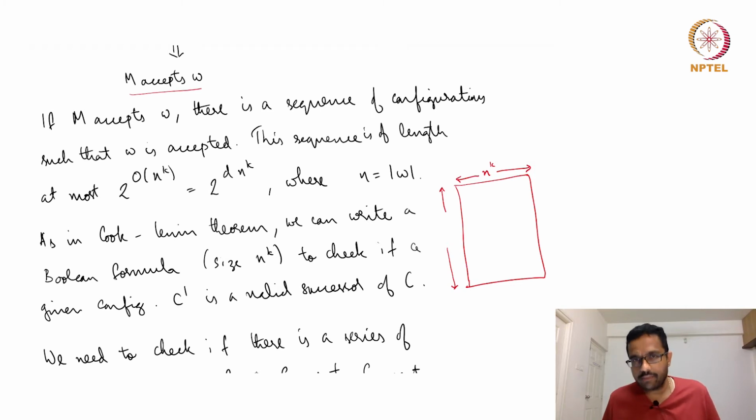So what is the maximum number of distinct configurations that you can see? And we have done this calculation many times. It is the maximum number of configurations that we can have for a space bounded machine. So if we have an n power k space bounded machine, the number of configurations will be 2 power d times n times n power k, where d is some constant, and n is the length of the input.